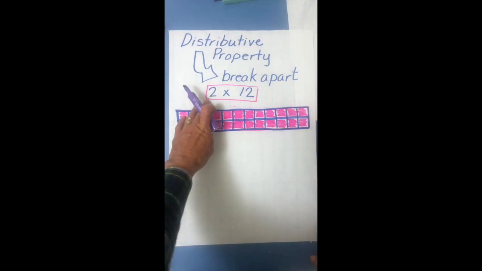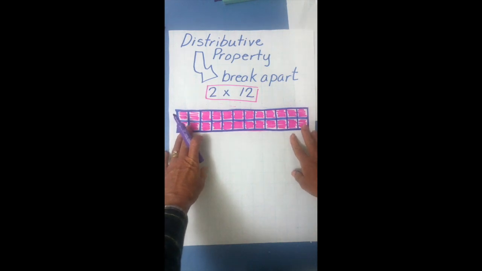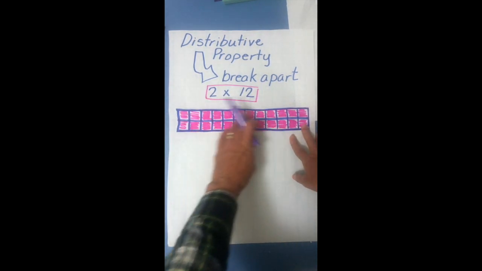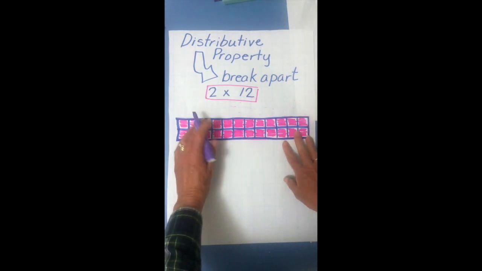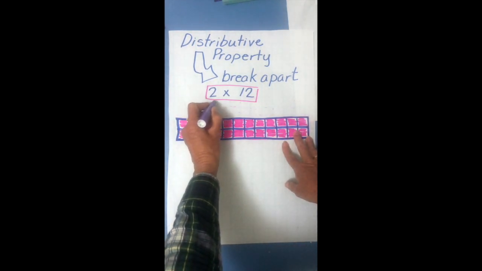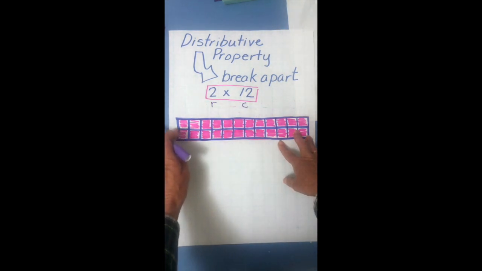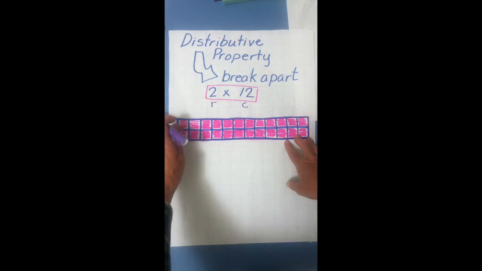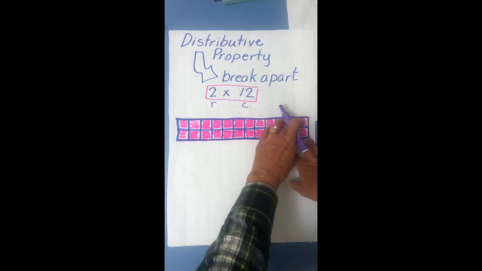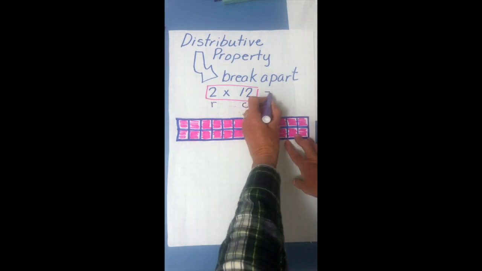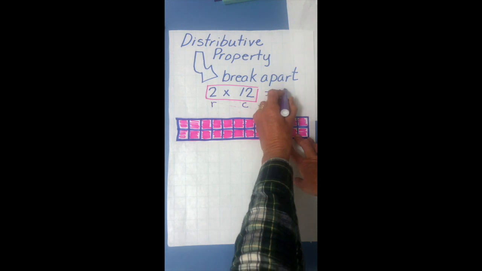So I could solve this problem right here by making an array and doing two groups of 12. So there's two groups, because remember, with arrays, this is your row and this is your column, okay? So there's two rows and the columns are 1, 2, 3, 4, 5, 6, 7, 8, 9, 10, 11, 12. So you could do this problem by using an array like this and getting 24.